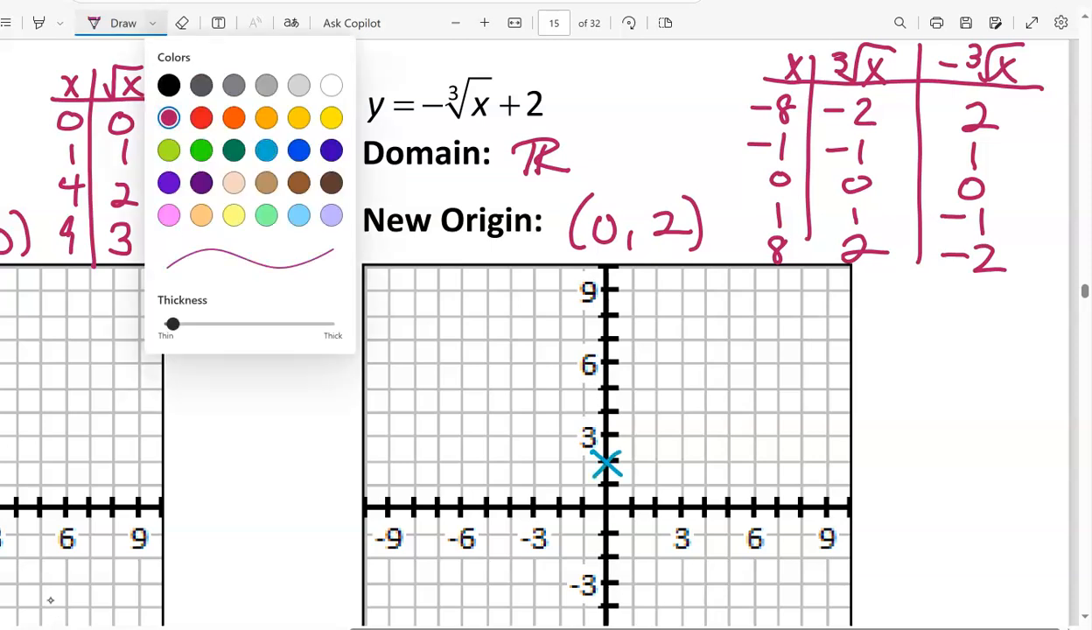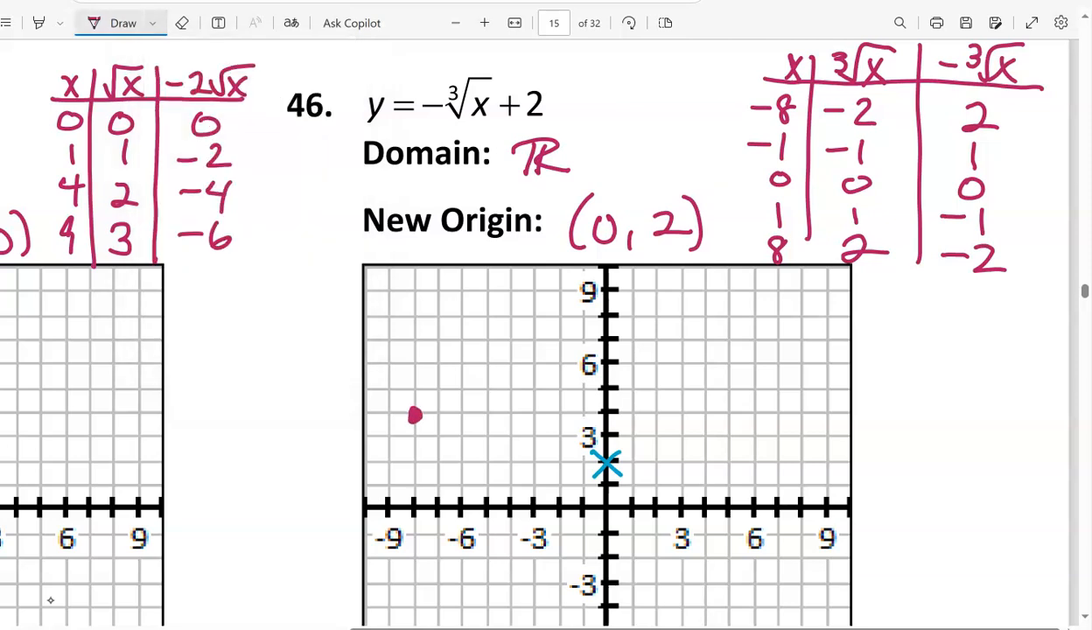So from the new origin, 8 to the left and 2 up. And then from the new origin, 1 to the left and 1 up. 0, 0 is the new origin. And then 1, negative 1 means 1 to the right and 1 down. 8, negative 2 means 8 to the right and 2 down from that new origin. There's that nice cube root shape for that graph.